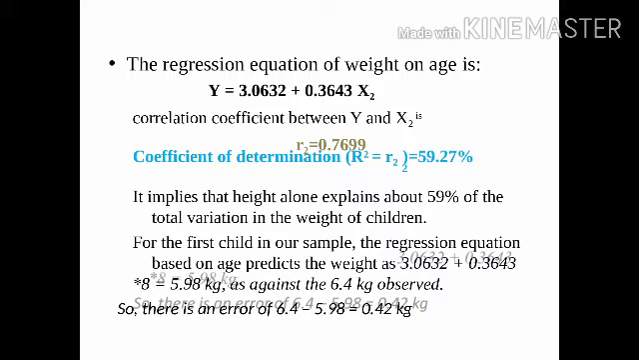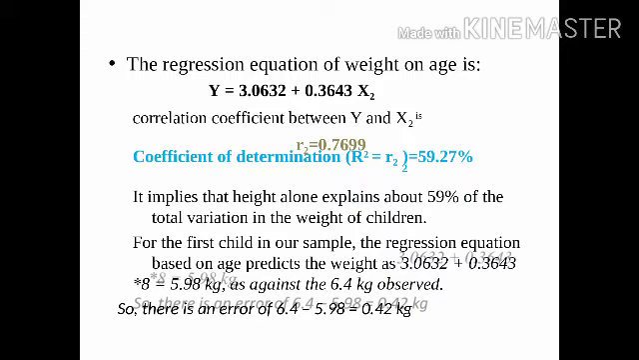For the first child in our sample, the regression equation based on age predicts weight. We can apply the age of the children to the equation. The equation is 3.0632 plus 0.3643 into the age of the first child, that is 8 months, into 8. We will get 5.98 kg as the predicted weight as against 6.4 kg observed. That is the actual weight of the child.